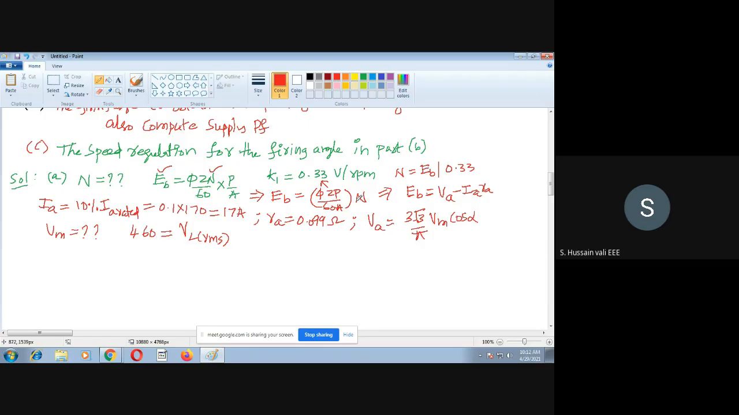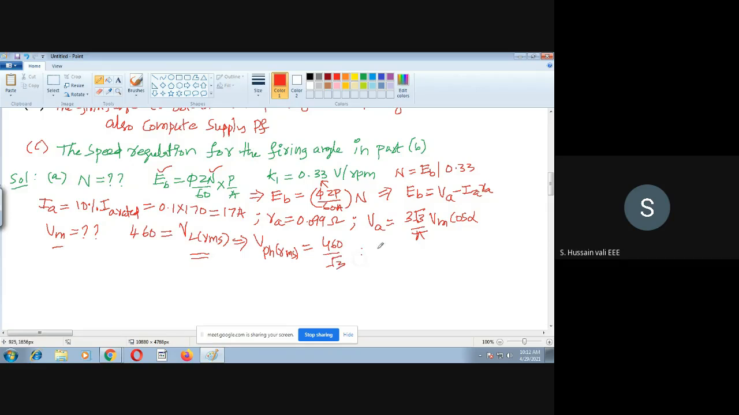Three phase is generally represented by the line voltage, not the phase voltage. So in the problem, 460 volts is the line voltage and it is RMS. But Vm is the maximum of the phase voltage. So how do you convert? First, this is the RMS value of the line voltage, and I want the RMS value of the phase voltage. The line voltage is root 3 times the phase voltage, so 460 divided by root 3 is the RMS phase voltage.